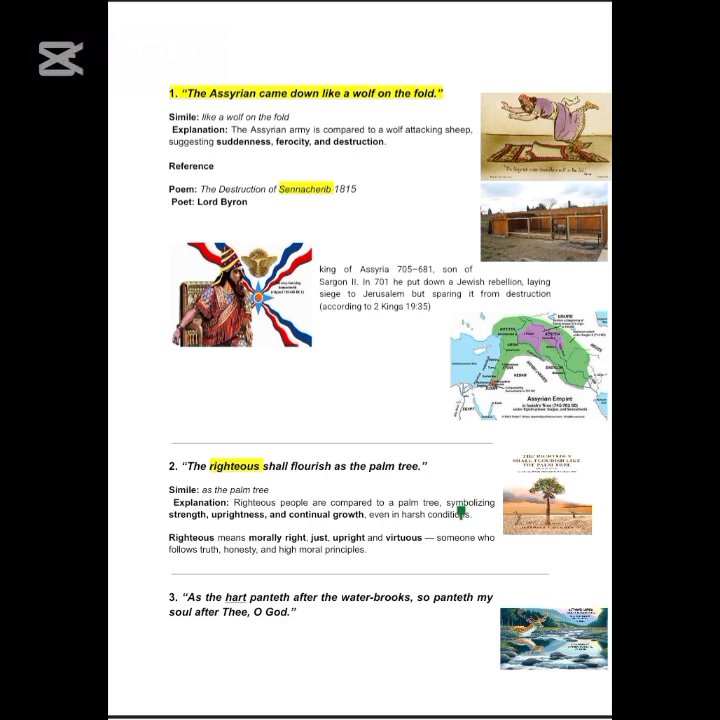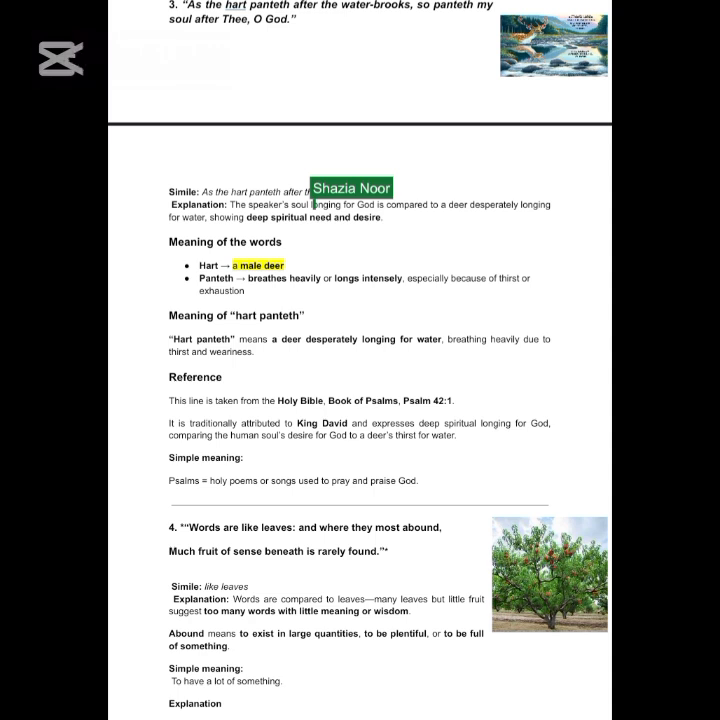The third one is: as a hart panteth after the water brooks, so panteth my soul after thee, O God. Hart is a male deer, and panteth means breathes heavily or longs intensely, especially because of thirst or exhaustion. As the hart panteth after the water brook. So this is the simile here. The speaker's soul longing for God is compared to a deer desperately longing for water, showing deep spiritual need and desire for being closer to God. Hart panteth means a deer desperately longing for water, breathing heavily due to thirst and weariness.